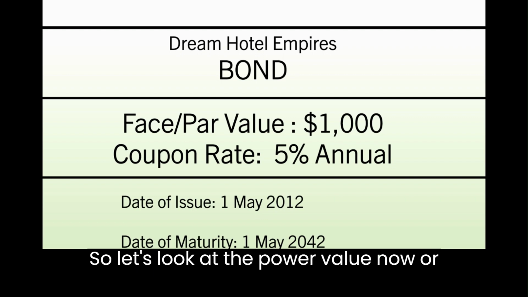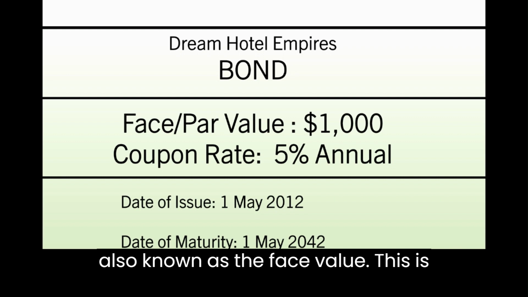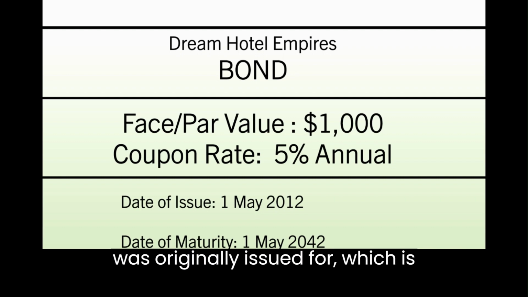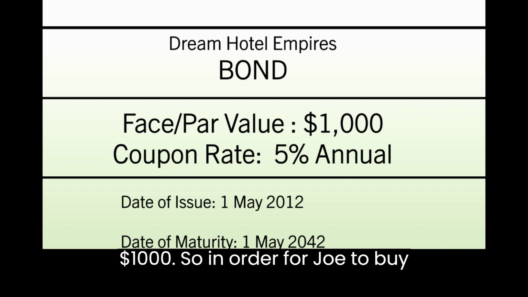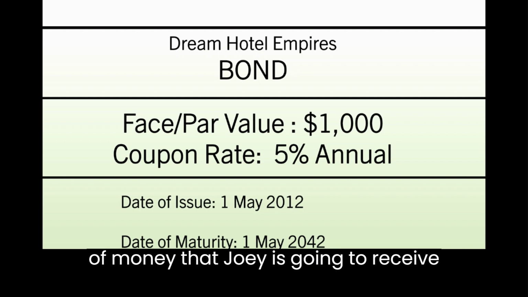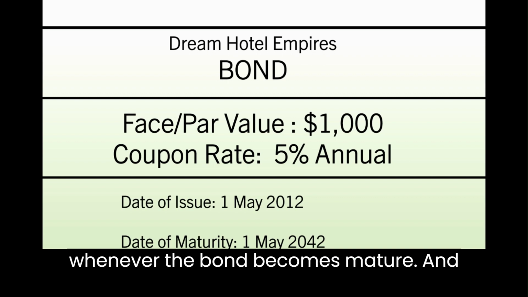So let's look at the par value now, also known as the face value. This is simply the dollar amount that the bond was originally issued for, which is $1,000. So in order for Joey to buy this, he has to buy the bond for $1,000, and then that's also the amount of money that Joey is going to receive whenever the bond becomes mature.